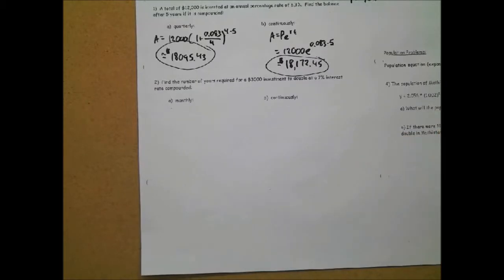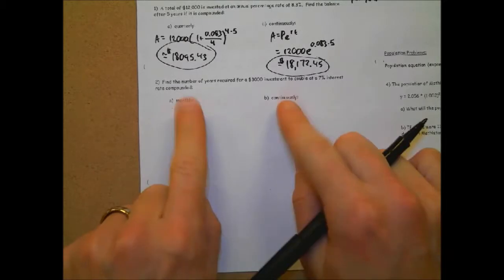All right, anyway, number 2, find the number of years required for a $3,000 investment to double at a 7% rate, compounded, and then we have 2 different scenarios here. Okay, so now we're doing a little bit different here. What variable are we going to be solving for here?